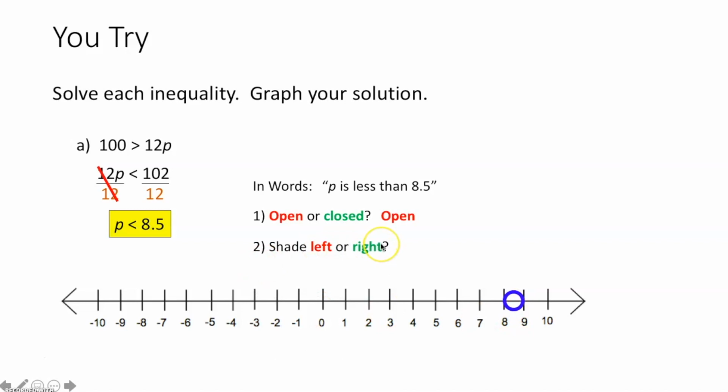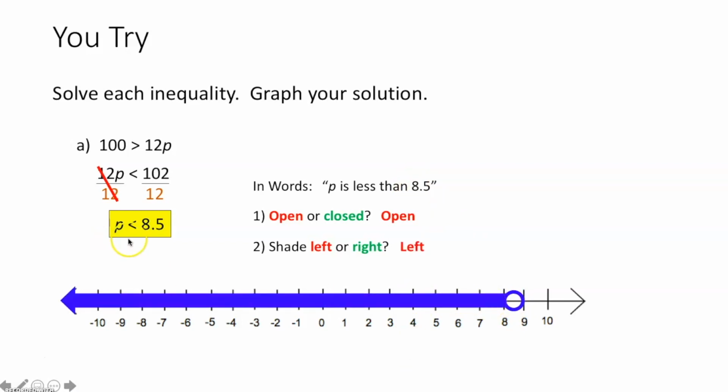Next, do I shade to the left or the right? Well, I want all p's less than 8.5. So that means 8, 7, 6, 5. So I'm going to shade to the left of our circle. Again, since our variable's on the left, our inequality sign points in the way that we should shade.